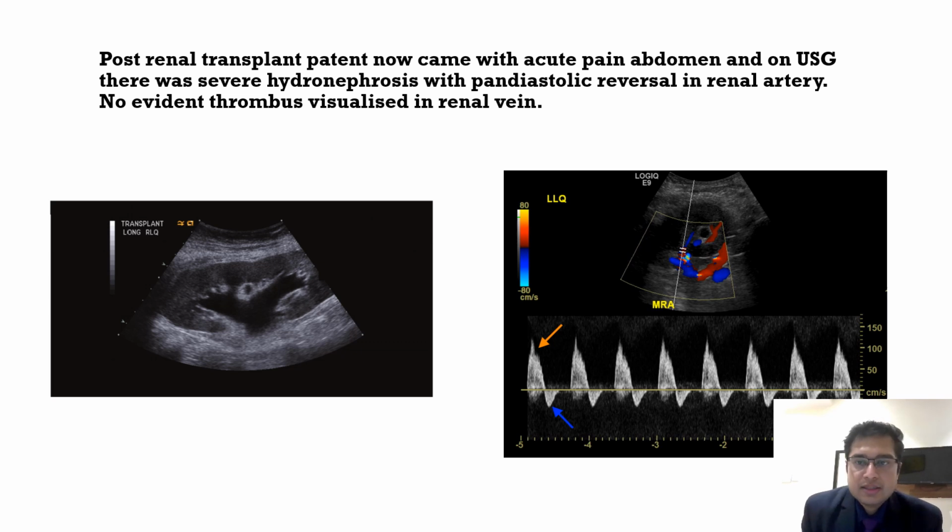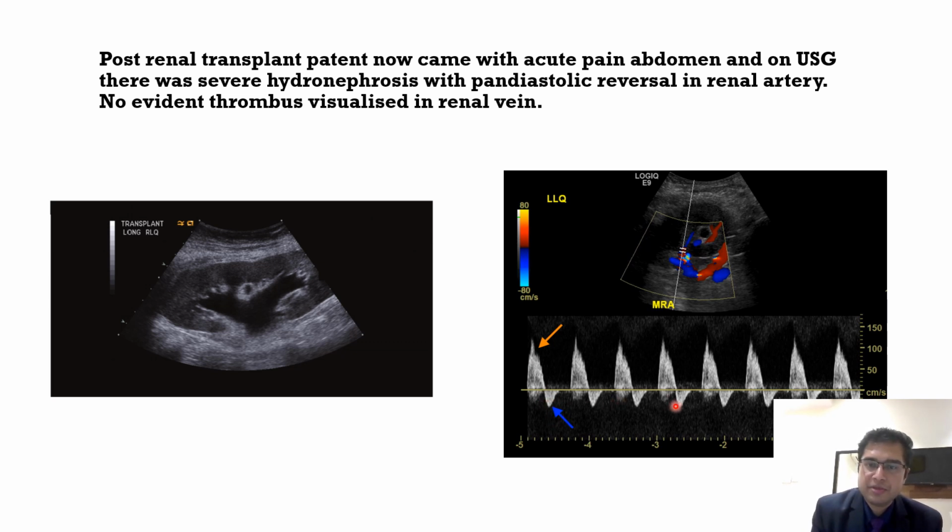So there is another case of a post-renal transplant patient who came with complaints of acute abdominal pain, and on ultrasound there was severe hydronephrosis of the transplant kidney along with pan-diastolic reversal of the renal artery. But there was no evident thrombus seen in the renal vein. Pan-diastolic reversal of the renal artery is quite specific for renal vein thrombosis. But in this case, there was no renal vein thrombosis seen. What do you think the diagnosis is?